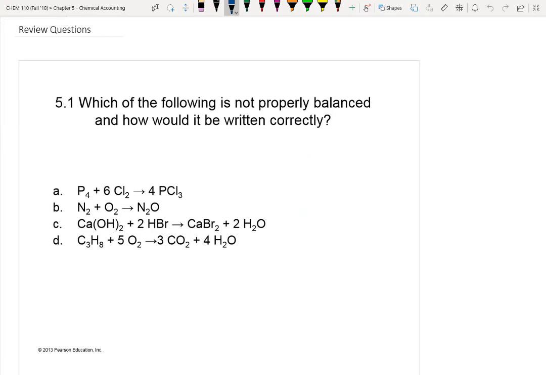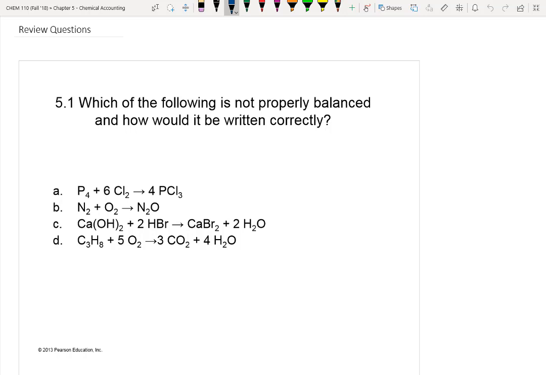So I've got a handful of sample questions. So let's start with this one. Which of the following is not a properly balanced equation, and how would you write it correctly? So I'll give you a minute to think about this and talk with your neighbor and see if you agree. First of all, let's identify the one that's not balanced.